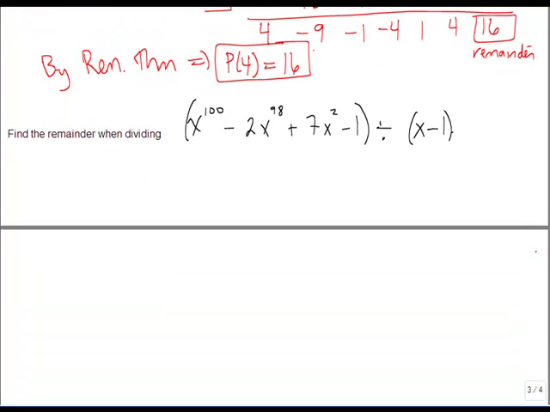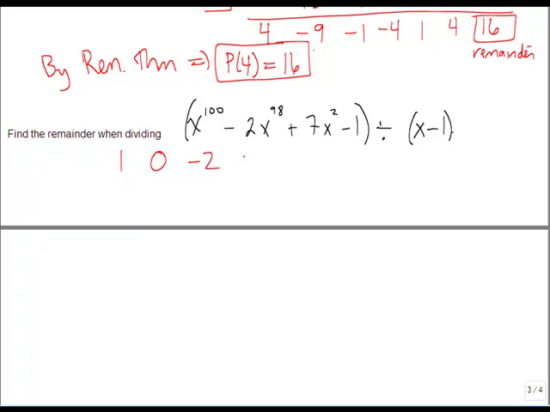Let's try one last example here. So this time I want to do some division. I want to take this big 100th degree polynomial and divide it by x minus 1. Now if we were just going to go ahead and figure out how to divide this using synthetic division, this is a 100th degree polynomial. So my 100th power coefficient is 1. There's no 99th degree power, so I'd need a 0. My 98th degree term has a coefficient of negative 2.